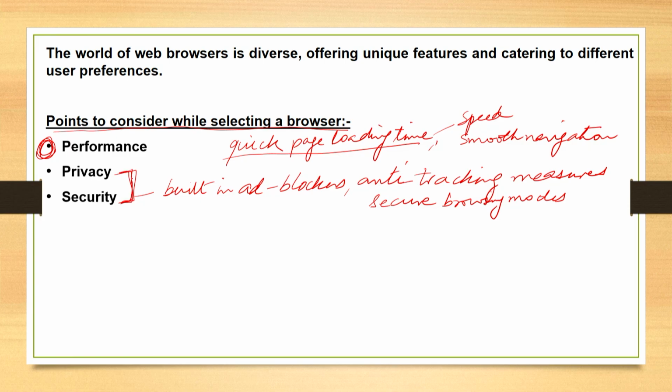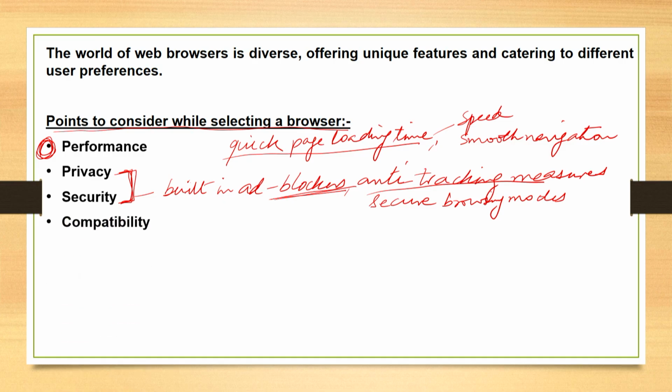While using Google or others, you can see that many ads come up, although you have not requested them, they appear automatically. That should be blocked because we are not interested in it. And for security, anti-tracking measures should also be provided by the browsers. We have already seen that some are good in speed, that is Google, and some provide privacy and security.